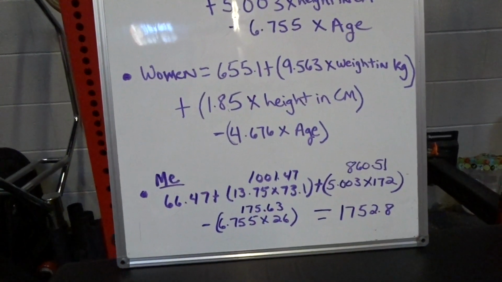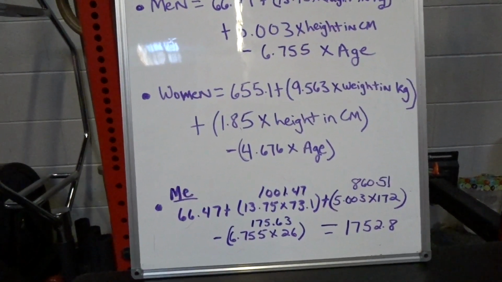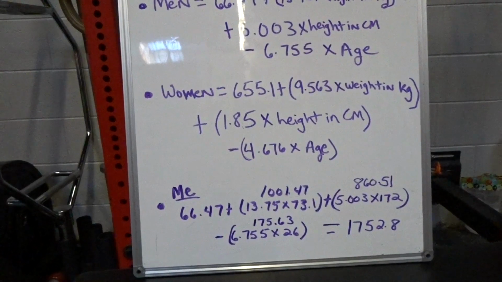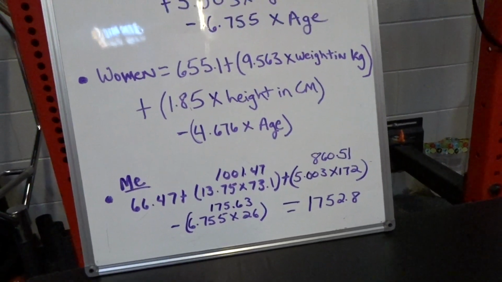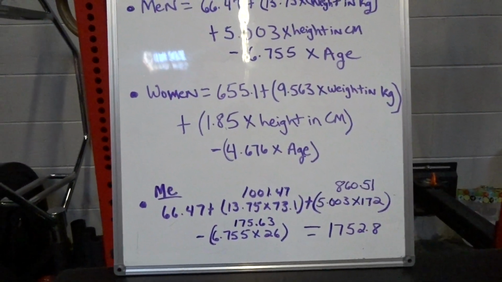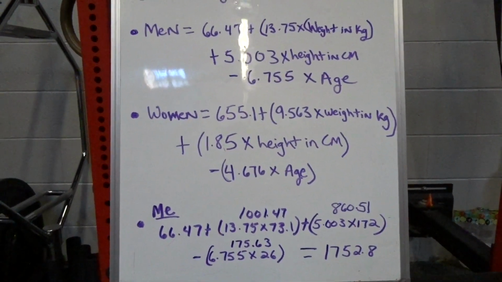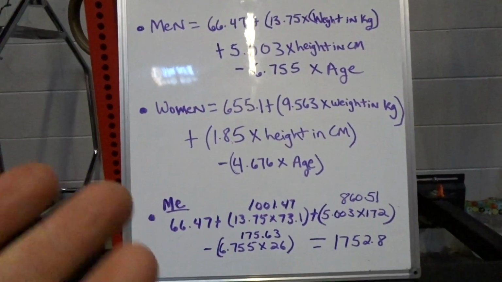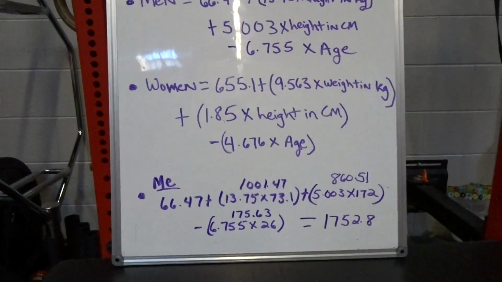So I use myself as an example. Right now I am 5'8", I am 160 pounds, so I converted those numbers to kilograms, and I also converted my height to centimeters, and that spit out 1,752.8 calories. So at rest, without me doing any activity work, I need to consume 1,752.8 calories, roughly. I like to round that number, let's just say 1,750 calories to maintain my current body weight.